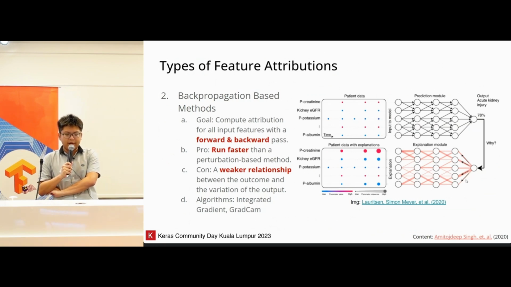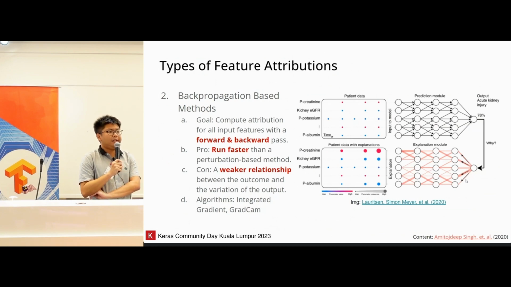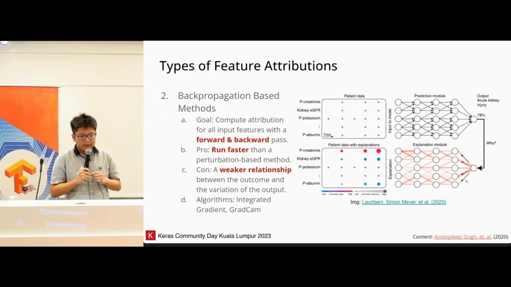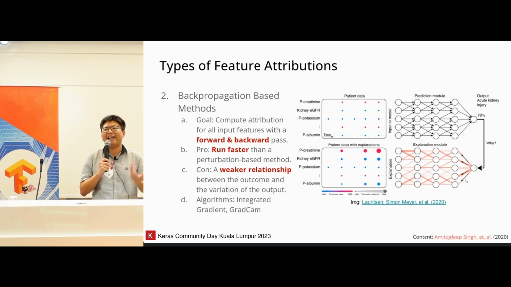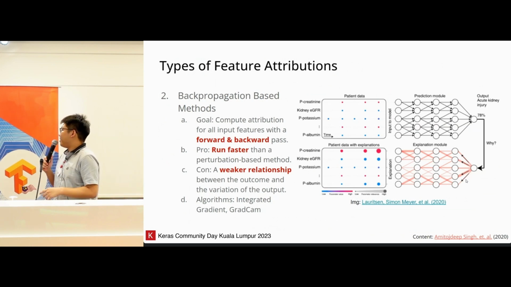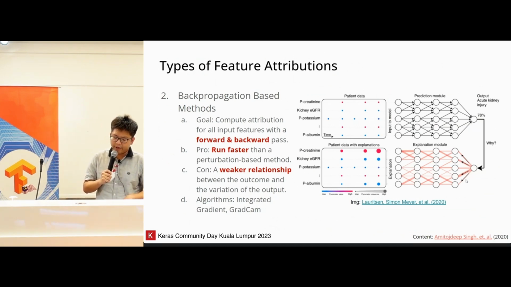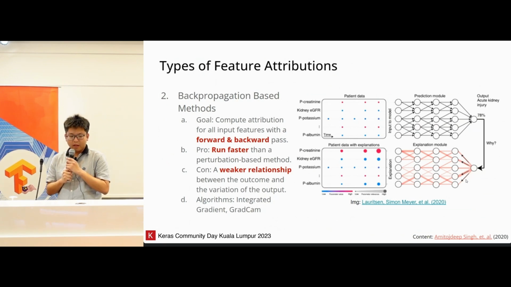The good thing about this algorithm compared to the perturbation-based one is that it runs faster. Why? Because for perturbation-based methods, you need to create a lot of perturbed images, basically additional images, to do the explainable AI. So this process is much faster. But of course, faster means less accurate, right? So these algorithms may not be as accurate as the perturbation-based ones. Example algorithms include integrated gradients and also gradient.